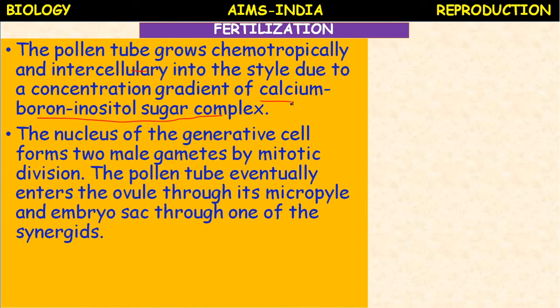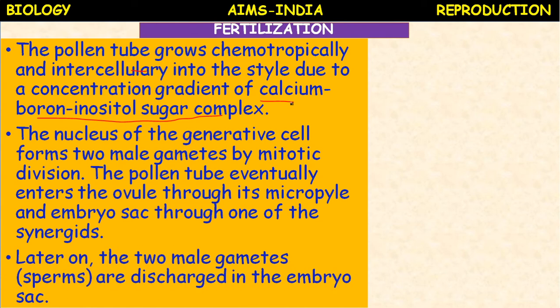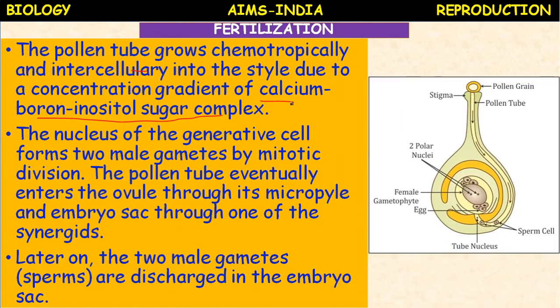The nucleus of the generative cell forms two male gametes by mitotic division. The pollen tube eventually enters the ovule through its micropyle and embryo sac through one of the synergids. Later on, the two male gametes or sperms are discharged into the embryo sac. Here in this picture it is very clear, you see.